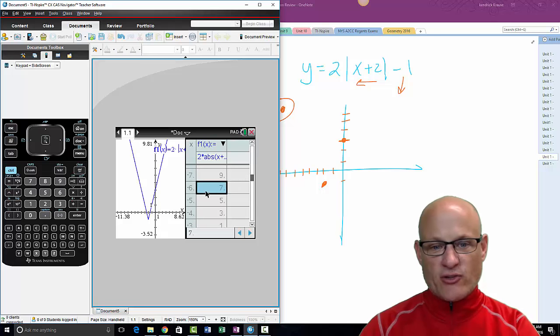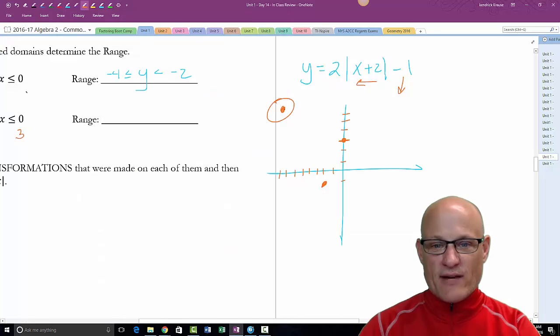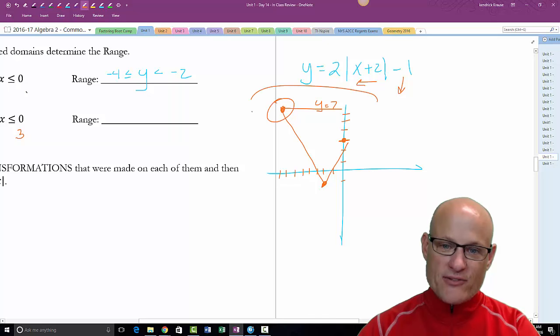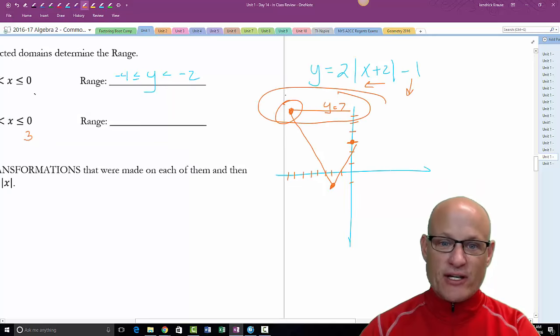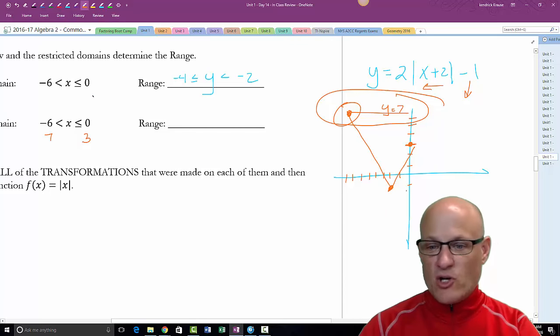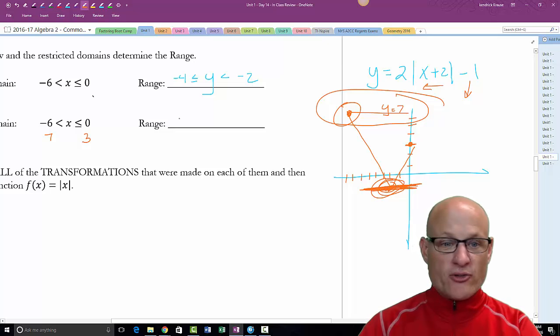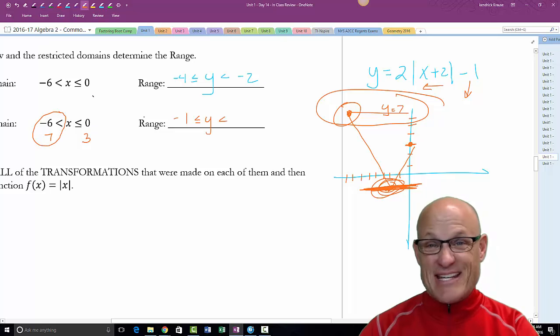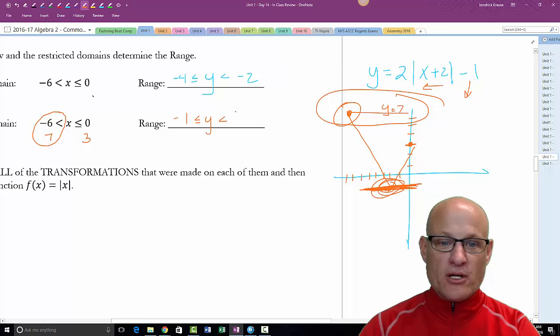And at -6, it looks like it might be 7. So this y value here is y equals 7. So the highest, so it's going to look like this. So the highest it's going is 7, and that's at -6. But the lowest is the vertex, which is down here at -1. So it's going to go from -1, which it can include this. So it's going to go from -1 less than or equal to y less than. I cannot equal this because notice it can't equal the -6, all the way up to and not including +7.